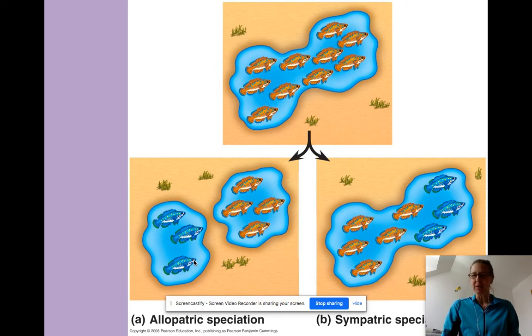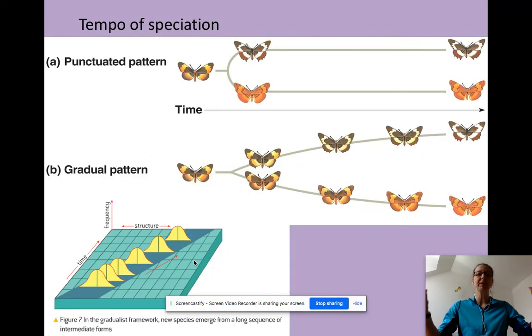Again, I don't think that IB uses those terms, but they are pretty common when you're studying evolutionary biology. Okay, very last thing, tempo of speciation. So originally, the main thought was that evolution always just happened gradually. So those changes started to evolve very slowly over time.